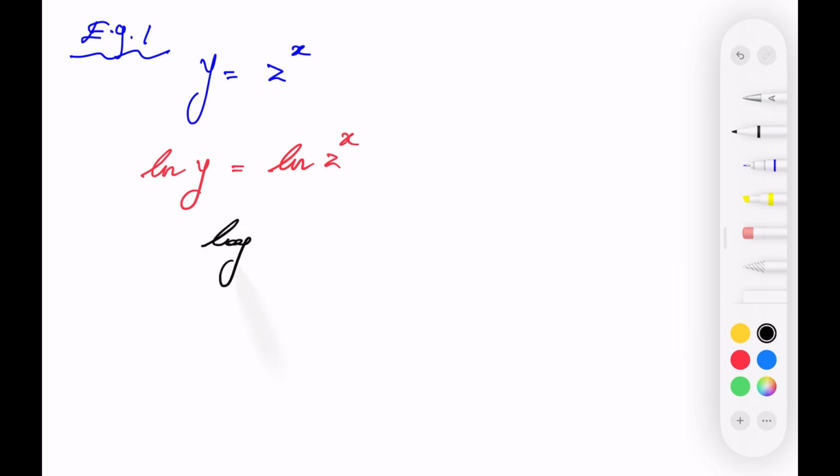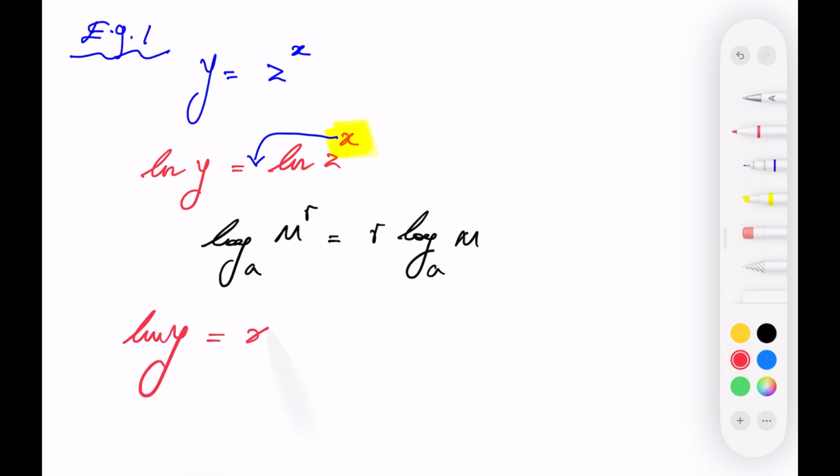If you have logarithm to any base a, m raised to the r should be equal to r times logarithm to that same base a, m. So the base a is equal to base e in natural logarithm, and you can see that this x can be written right here. So when I do that, this equation becomes natural logarithm y equals x times natural logarithm 2. Any further simplifications are not possible.